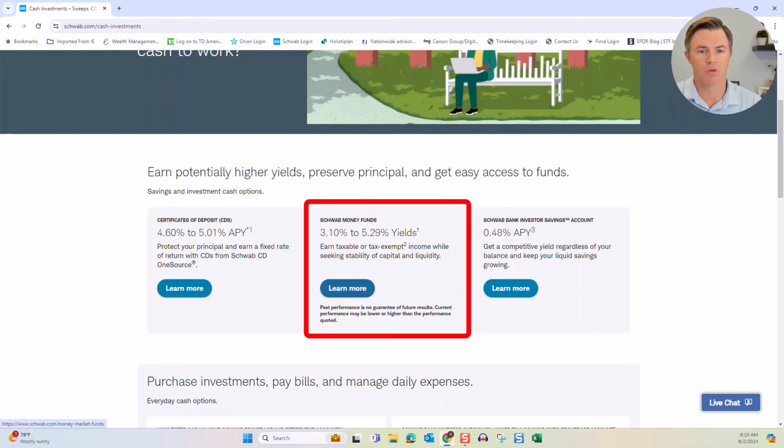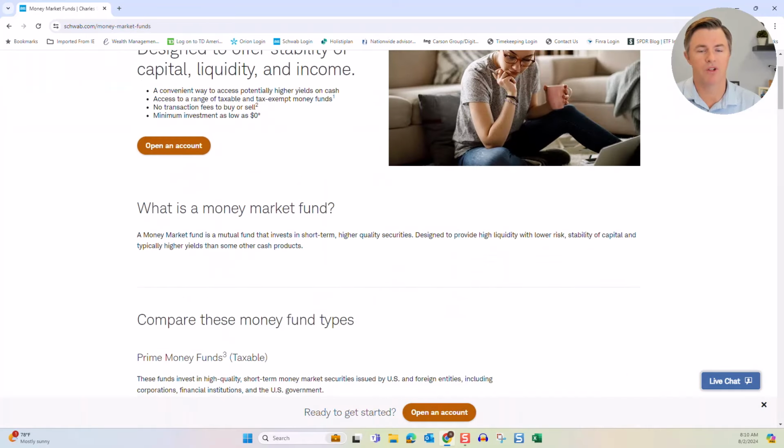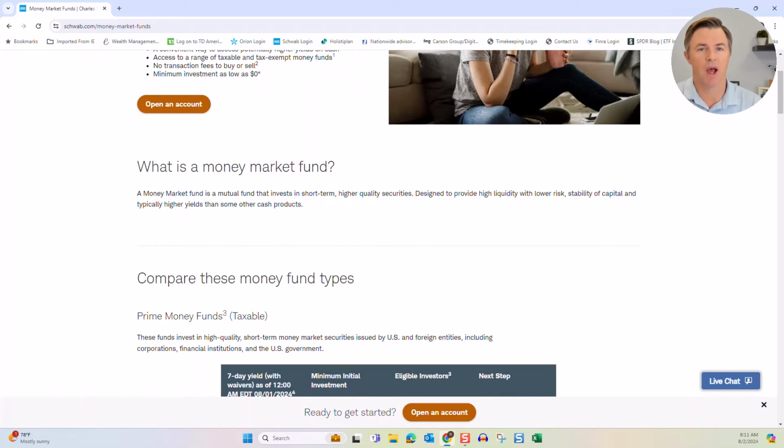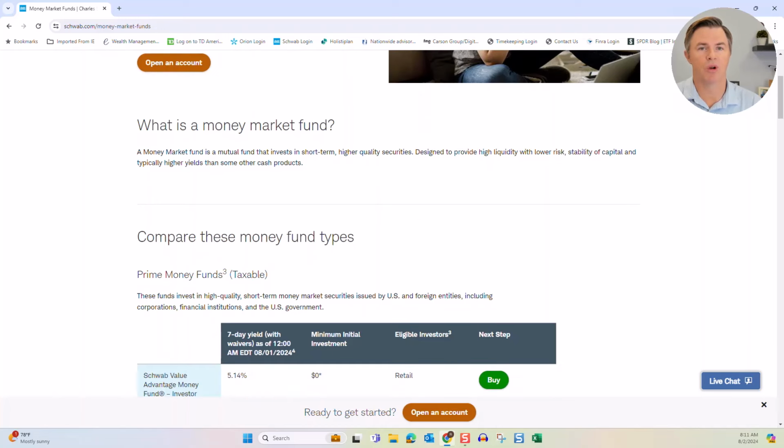So if we click here on Schwab money market funds, first, understanding what a money market fund is. A money market fund is a mutual fund that invests in short-term, high-quality securities. Sometimes these are treasury bonds. Sometimes these are known as commercial paper, which means there are short-term loans that are being made to high-quality corporations, very short-term, like 30, 60, 90 days, sometimes to banks as well. Because of that short-term nature, these are regarded as being relatively safe because those companies and financial institutions have to pay that money back in a short period of time.